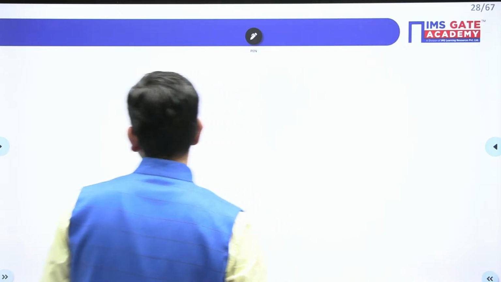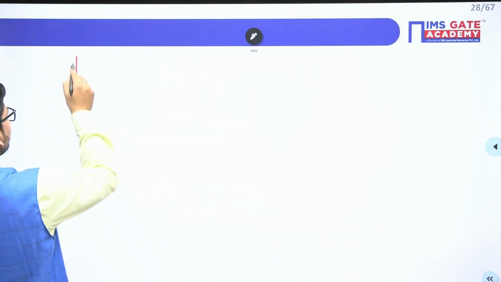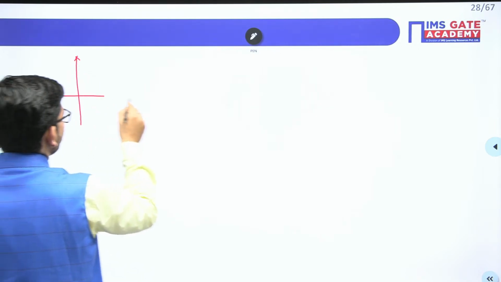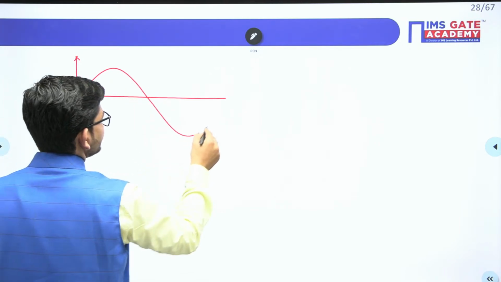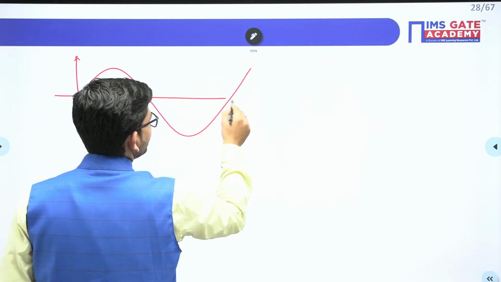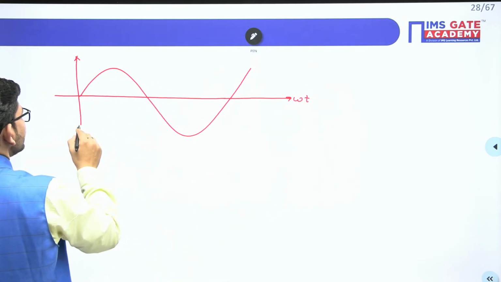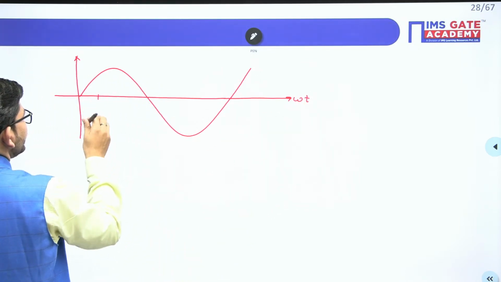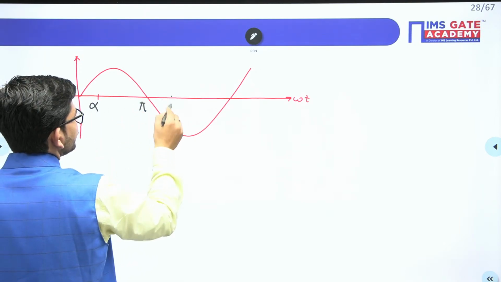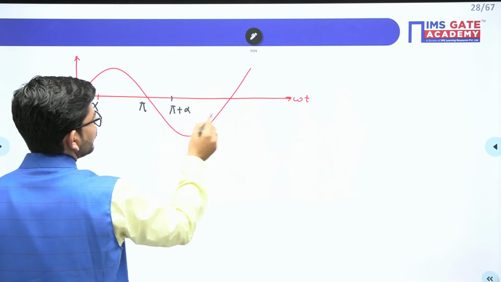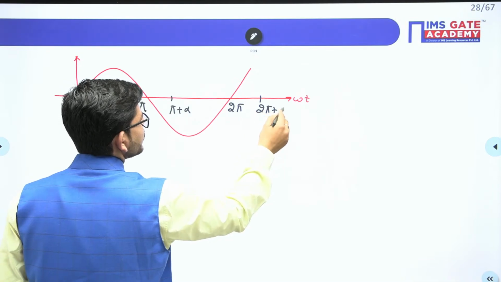So guys, since this is a semi converter, a half controlled converter, if I draw the input sine wave that we have, let me mark the different angles here as well. Let this be the alpha and this is pi. Similarly, here we have pi plus alpha. This is 2 pi and this is 2 pi plus alpha.